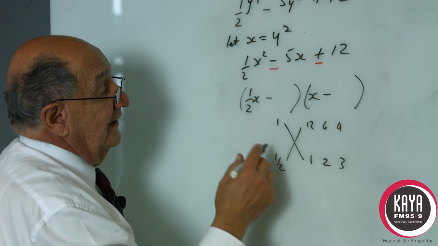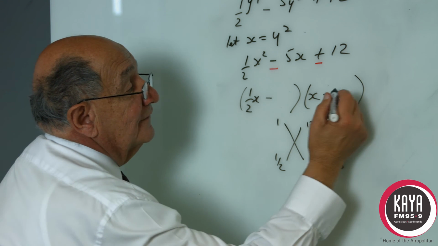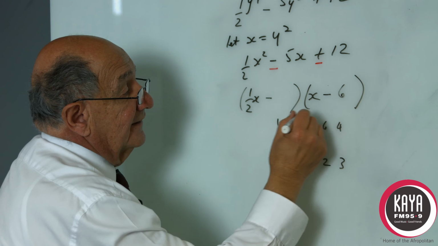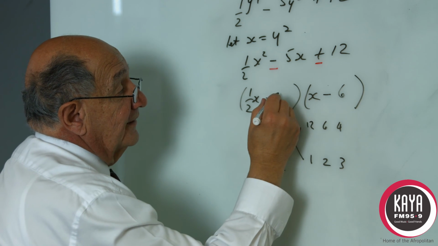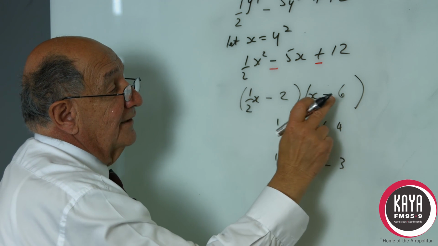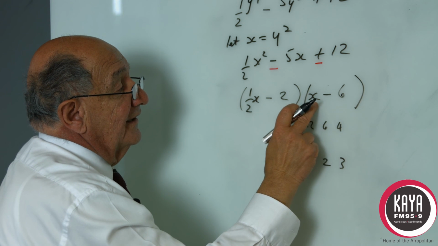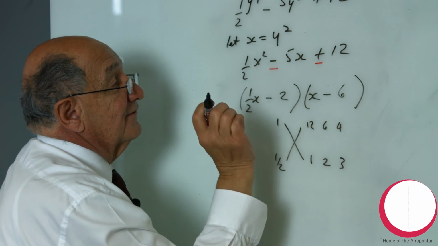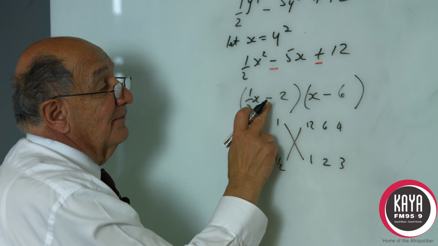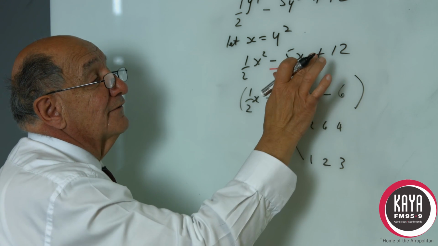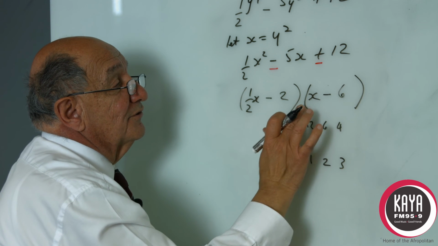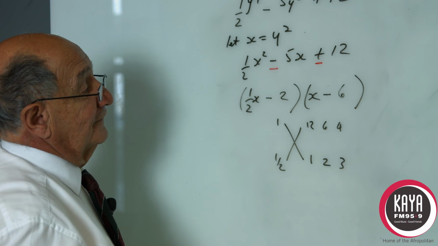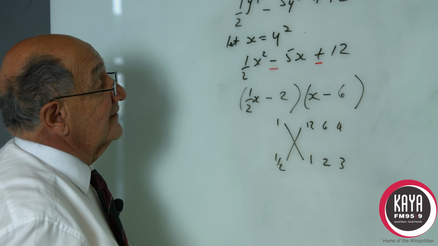So if we multiply a half by 6 and an x by 2, a half times 6 will be 3x, and x times 2 will be 2x. So 2x plus 3x is our 5x. And minus times a minus will give us a plus, which will be 2 times 6, which is 12. So that is our cross check.